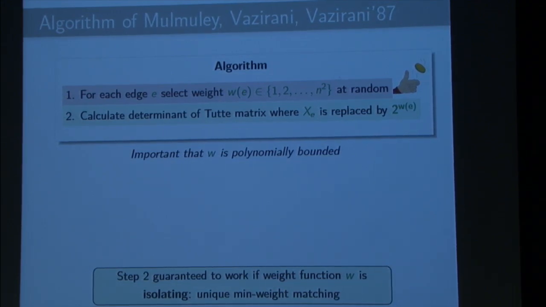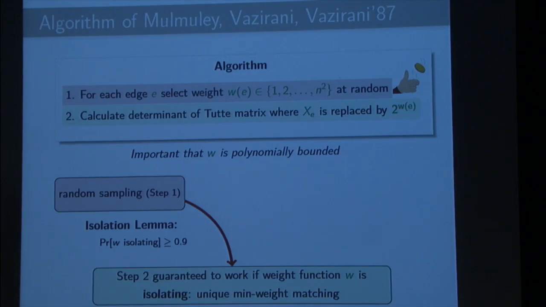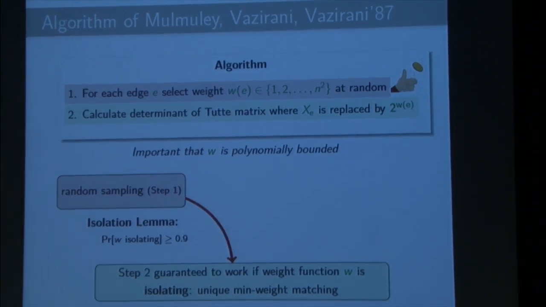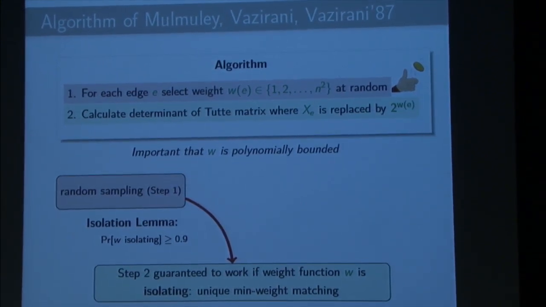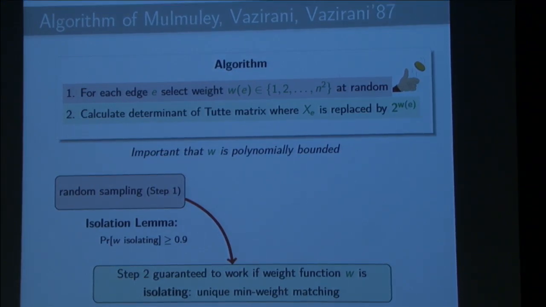And they combine this with what is now called the isolation lemma. They show that if I select the weights from 1 to n squared, let's say, with high probability I will have an isolating weight function. At first sight this looks surprising, because there are only polynomially many different weights we assign to matchings, but there might be exponentially many matchings in the graph. So most matchings have roughly the same weight, but the minimum is unique with good probability. So the minimum is very special.